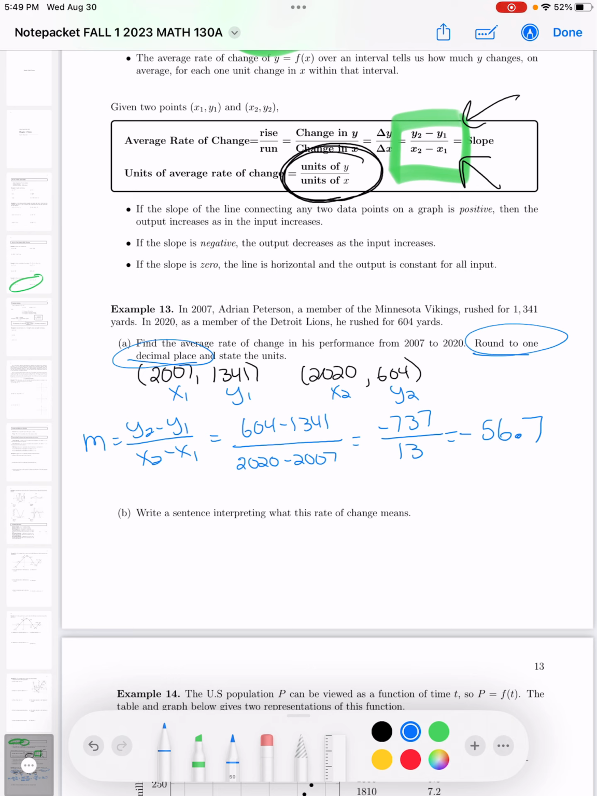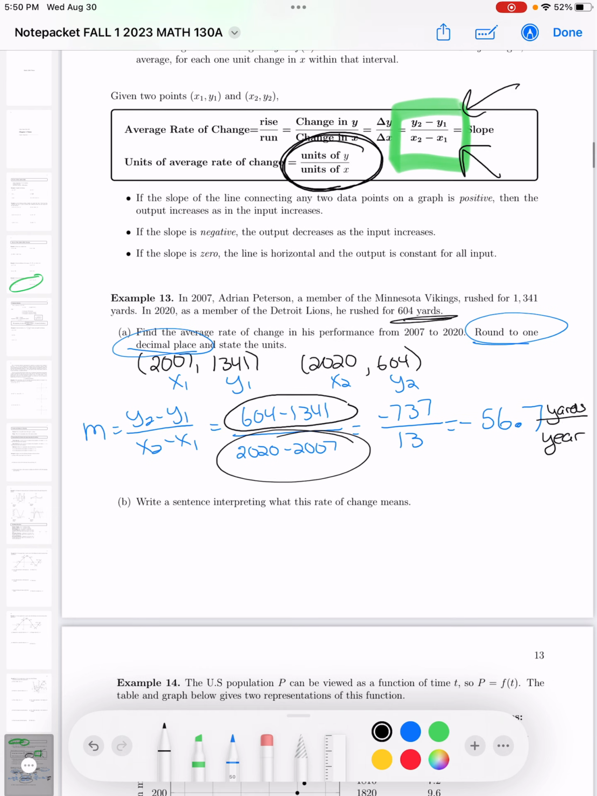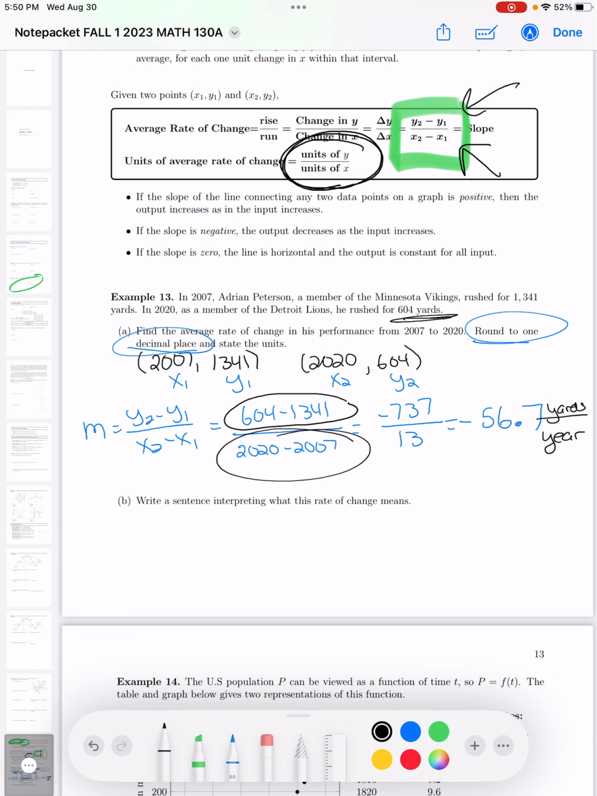It also asks me to state the units. So the y units, looking up here, that's 604 yards. So this is yards over, and these x numbers are years. So that's the units, yards per year. And you can write it as that fraction. You can write the word per out, but the yards per year. To get full credit, you have to have the units written out. We are very picky when it comes to units.